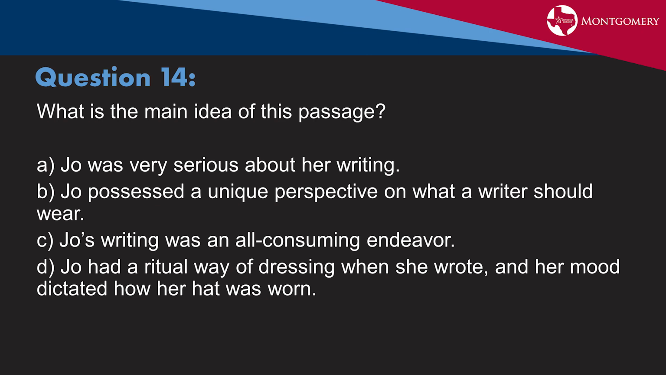So what is the main idea of this passage? If you read very carefully, you should have seen that there's an underlying idea that keeps popping up in almost every single sentence. Although Jo is serious about her writing, it's really focusing on something else. She did possess a unique perspective on what a writer should wear, and her writing did seem to be an all-consuming endeavor. But if you look very closely at the passage, it's focusing on Jo's ritual way of dressing when she wrote and how her mood dictated how her hat was worn. It's in almost every single sentence. So our correct answer is D.